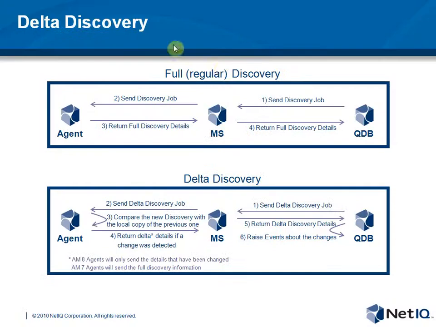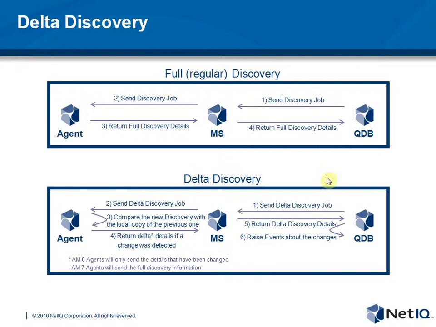Let me explain a little bit. The regular discovery works in a way that you create a job in the QDB, the MS picks up the job, sends the job down to the agent, runs the discovery, and then returns the full discovery details to the MS. And the MS will write that information in the QDB, and that's it. And it will do that regardless of whether there have been changes or not.